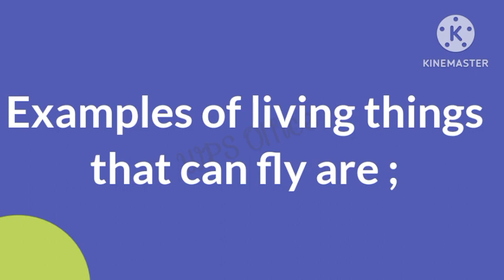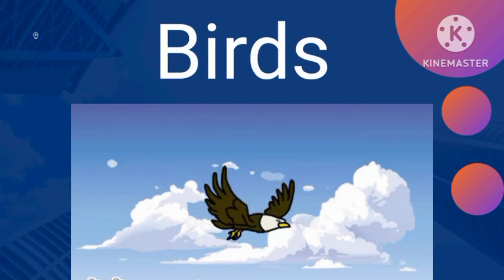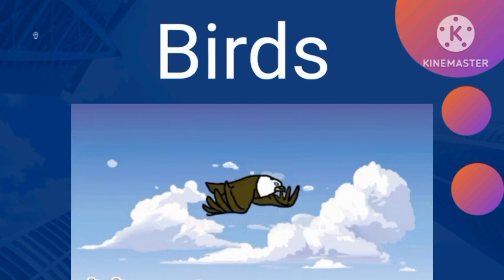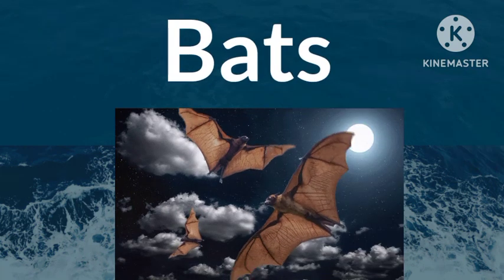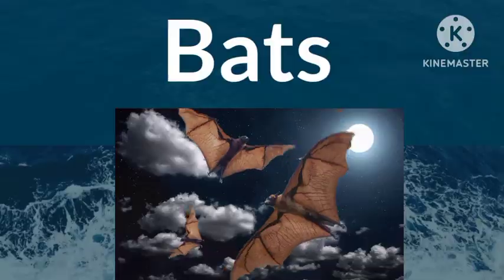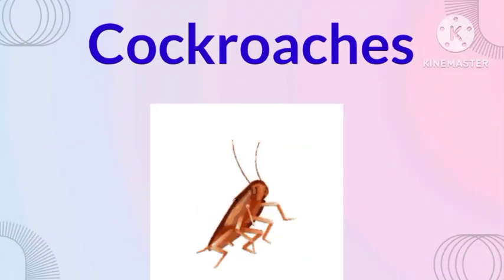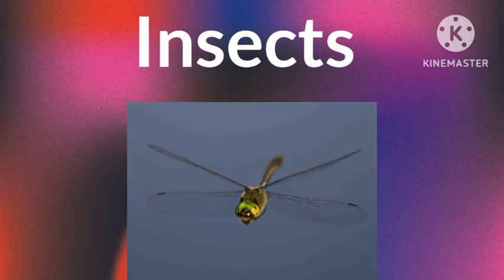Examples of living things that can fly are: 1. Birds. Birds are living things that can fly. 2. Bats. Bats are also living things that can fly. 3. Insects. Insects are also living things that can fly.